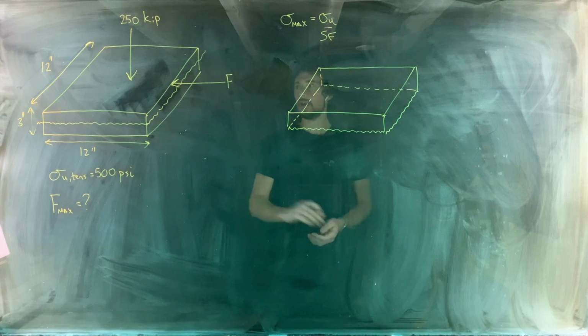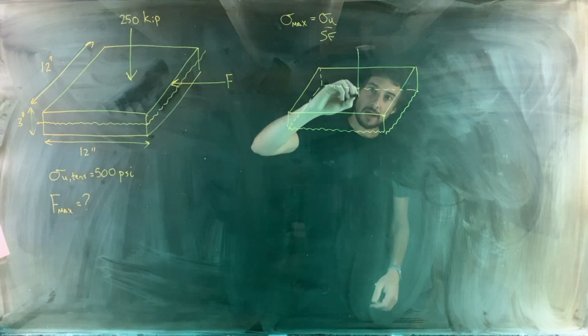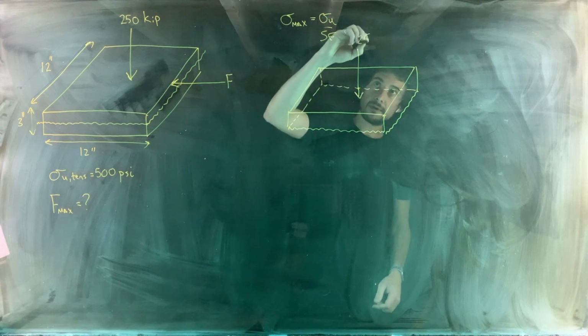Perfect. Okay, so 250 kip acting downwards on the top.